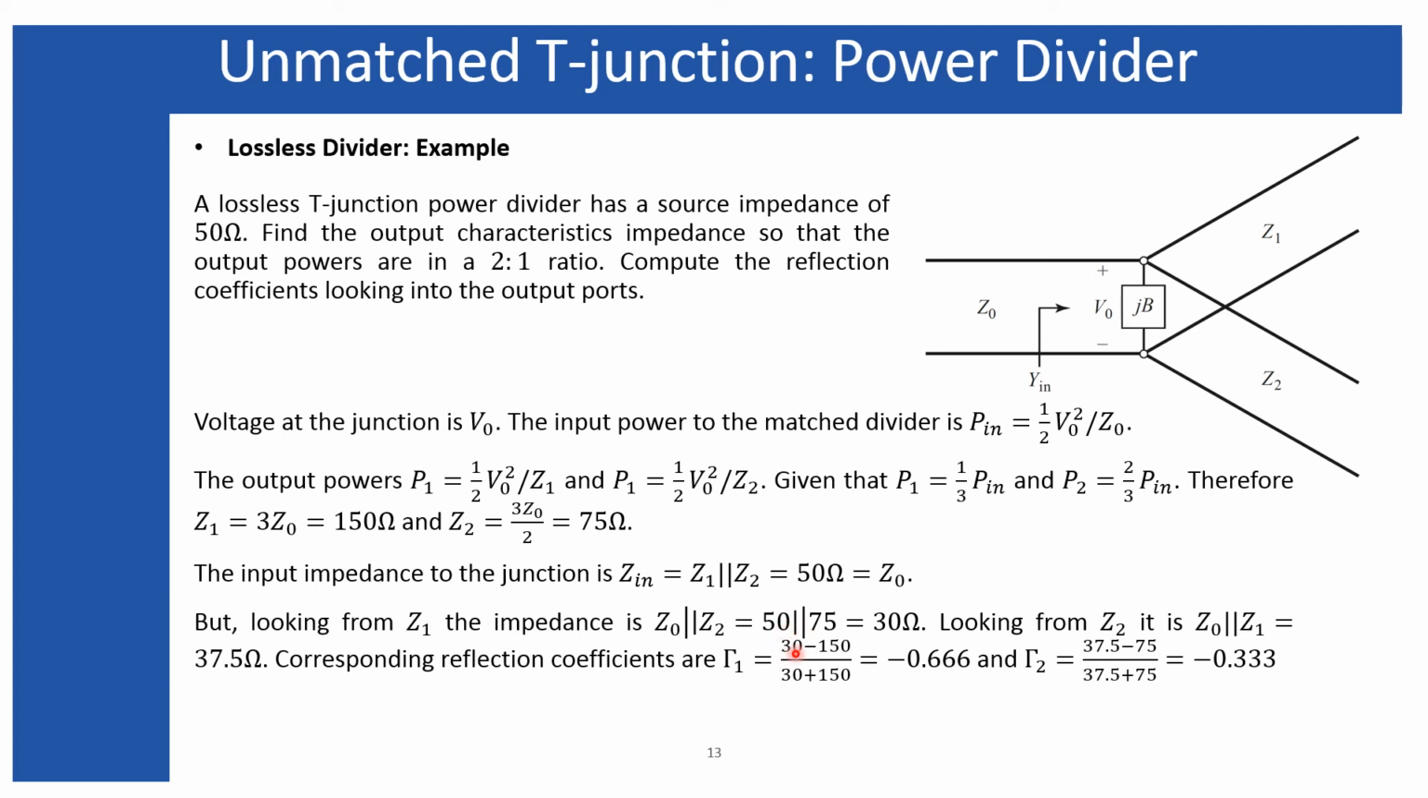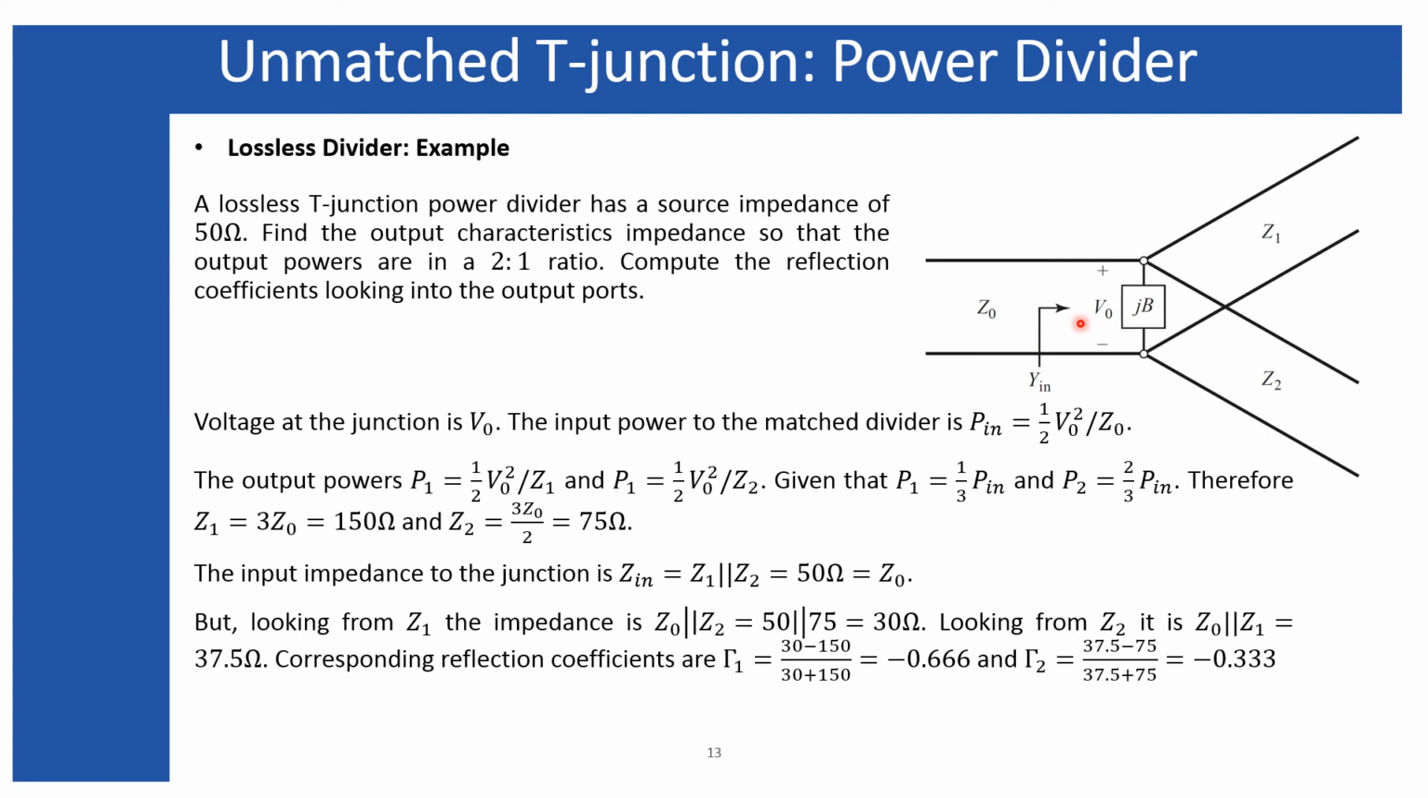So when I'm considering Z1, I have obtained 30 ohm as the load and 150 ohm as the characteristic impedance. Their difference divided by their summation is the reflection coefficient, and I'm having this 0.666. So 66.6% of the incident wave gets reflected back if you excite port 1, and when you excite port 2, 33.3% of the incident wave will be reflected back.